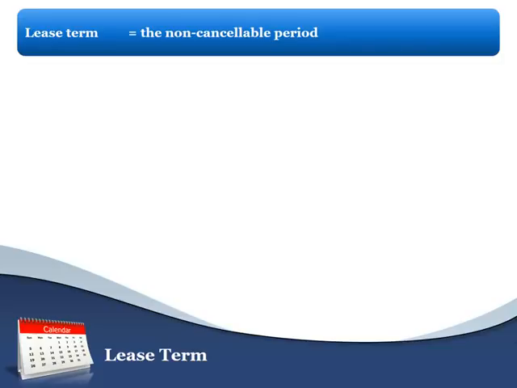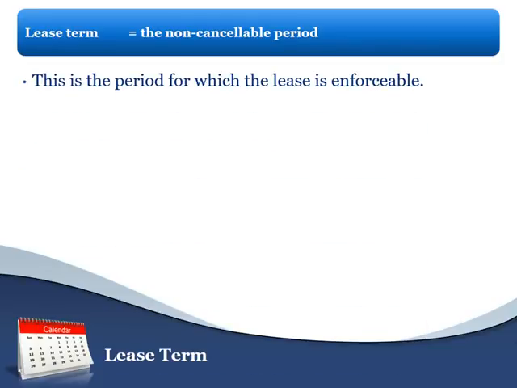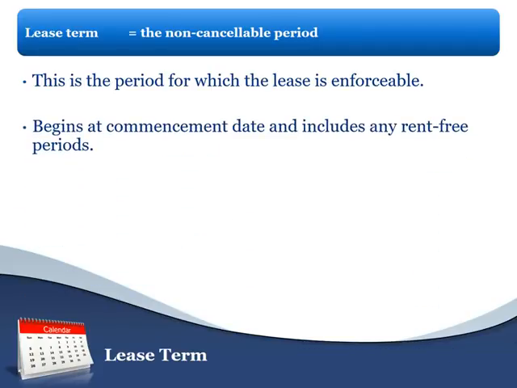The first thing you need to look at when you look at the lease term is what is the non-cancelable period. This is effectively the period of the lease that is enforceable. So the term that you'd see in the contract, it starts at the commencement, and it does include any rent-free periods. So for example, if you're renting a building for 5 years, but it says you get the first year free, we would consider the lease term to be 5 years. Why? Because that's the entire period.